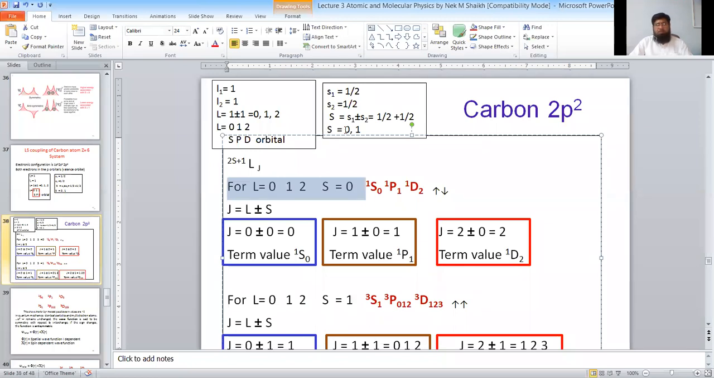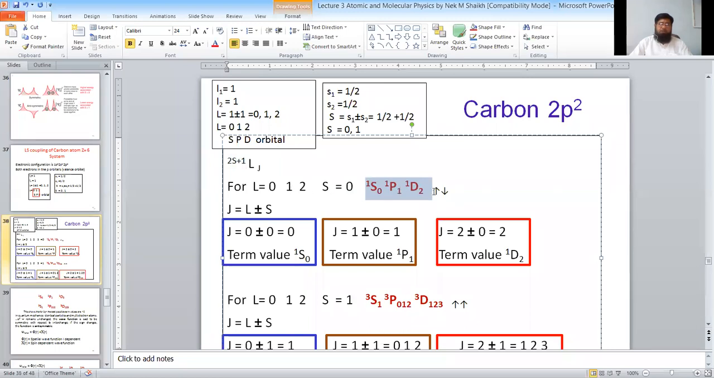So for S equal to 0, the multiplicity will be 1, because 2S plus 1, with S equal to 0, gives 2 times 0 plus 1, which is 1. So L equal to 0 is 1S, L equal to 1 is 1P, L equal to 2 is 1D. The multiplicity of all these three is 1 because the spin is 0. And the J value is 0 plus 0 gives you 0, 0 plus 1 gives you 1.